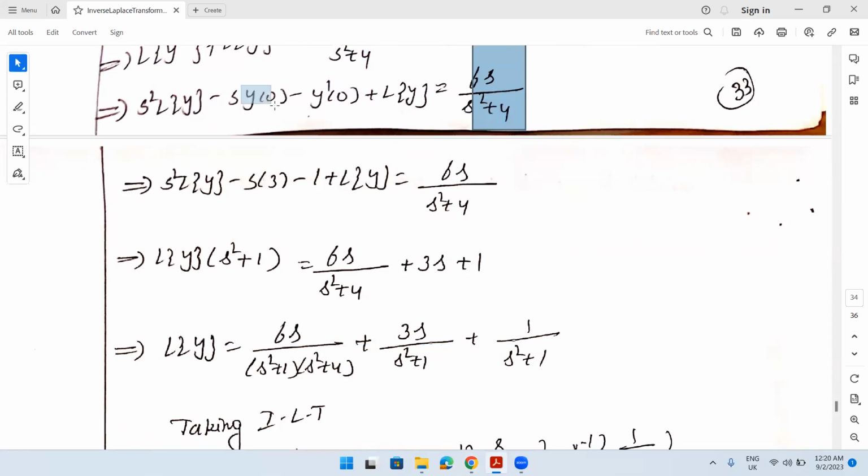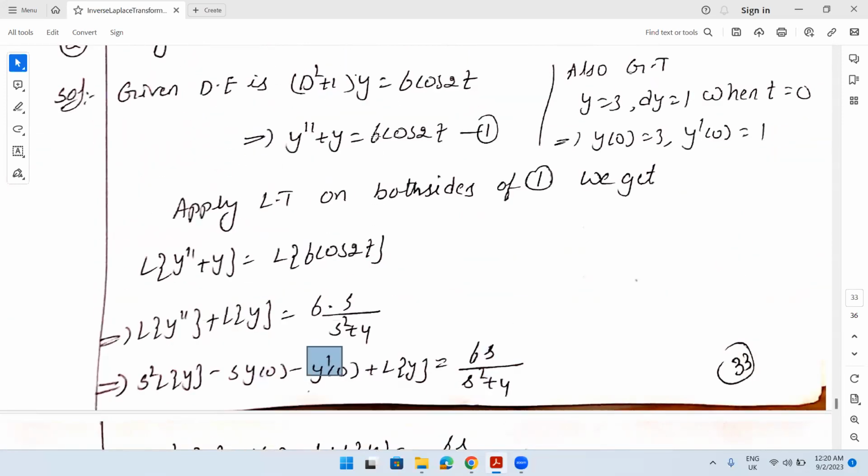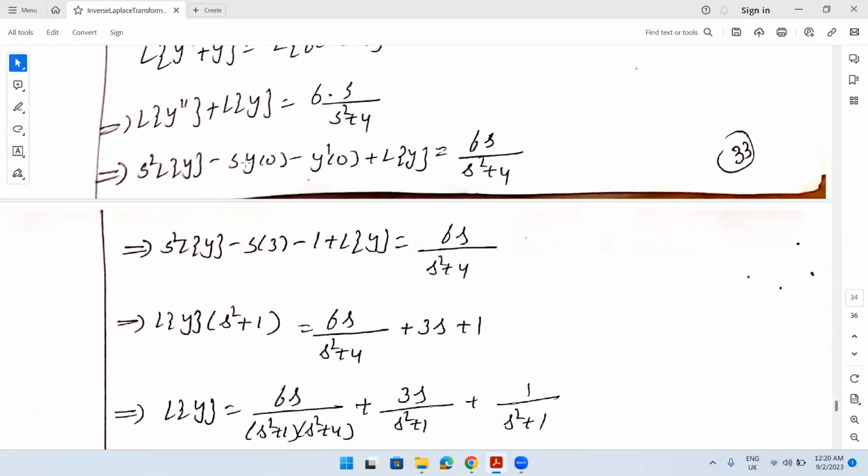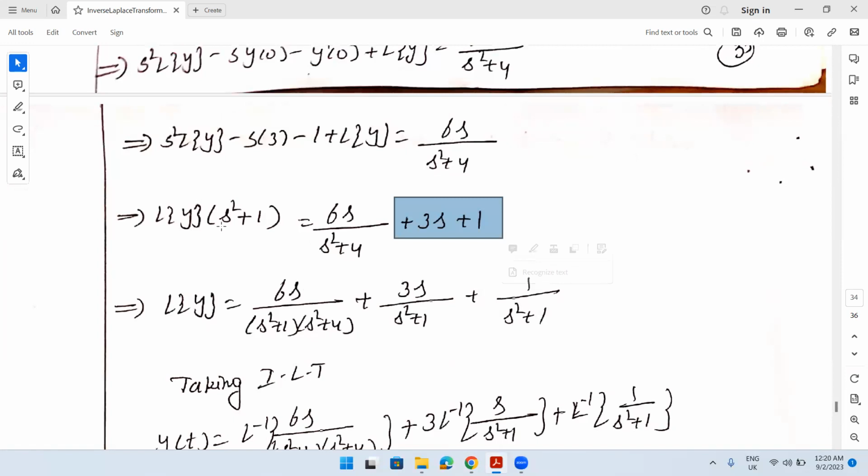Now here we substitute y of 0 and y dash of 0. What is y of 0? 3. y dash of 0 is 1. Substituting those, this is 3s plus 1. And we take L of y common. What is L of y common? s square plus 1. The remaining, 3s plus 1, I'm taking to the right hand side. I told you the method: we keep L of y only on the left hand side, and the remaining all to the right hand side.